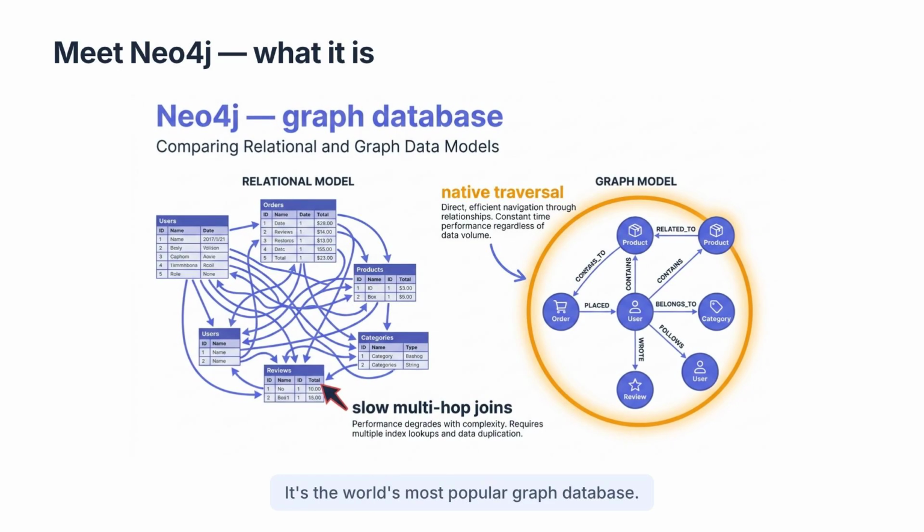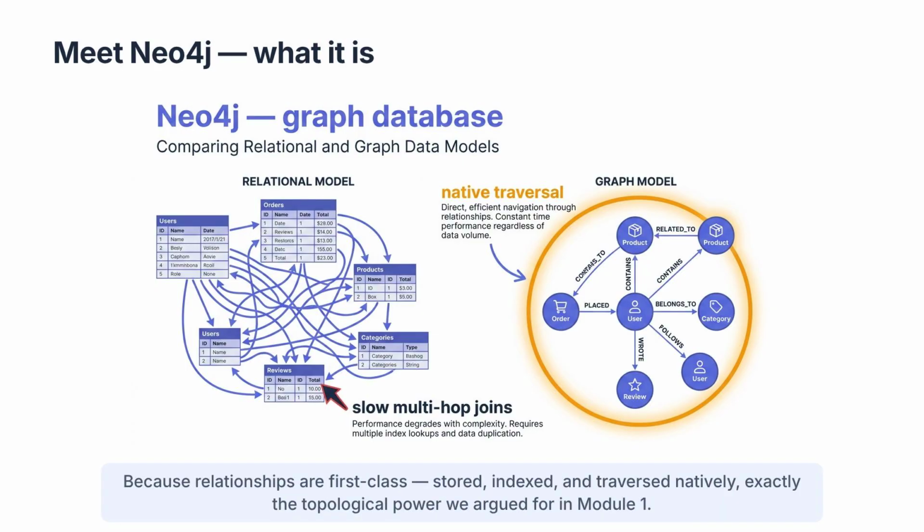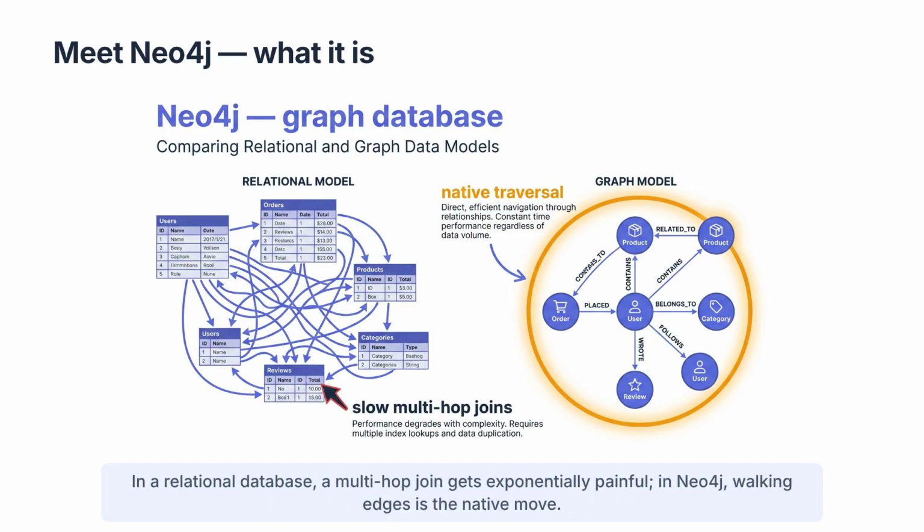Second tool, Neo4j. It's the world's most popular graph database. Why a graph database instead of a regular table store? Because relationships are first class, stored, indexed, and traversed natively, exactly the topological power we argued for in Module 1. In a relational database, a multi-hop join gets exponentially painful. In Neo4j, walking edges is the native move.